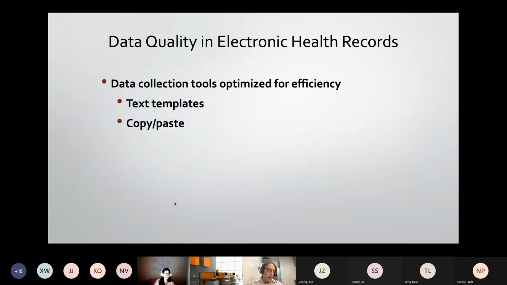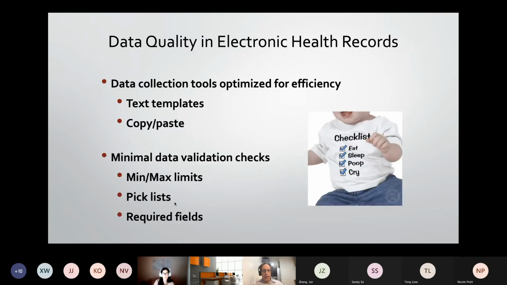And why is this the case? Why is it that electronic health records? Well, these tools, as I've mentioned, are used by very busy people whose focus is on delivering clinical care and not really on data capture. And so these tools, all of them, have been optimized for workflow efficiency above anything else. A lot of templates are used, a lot of copy and paste, a lot of shortcuts go into the data collection at this phase.